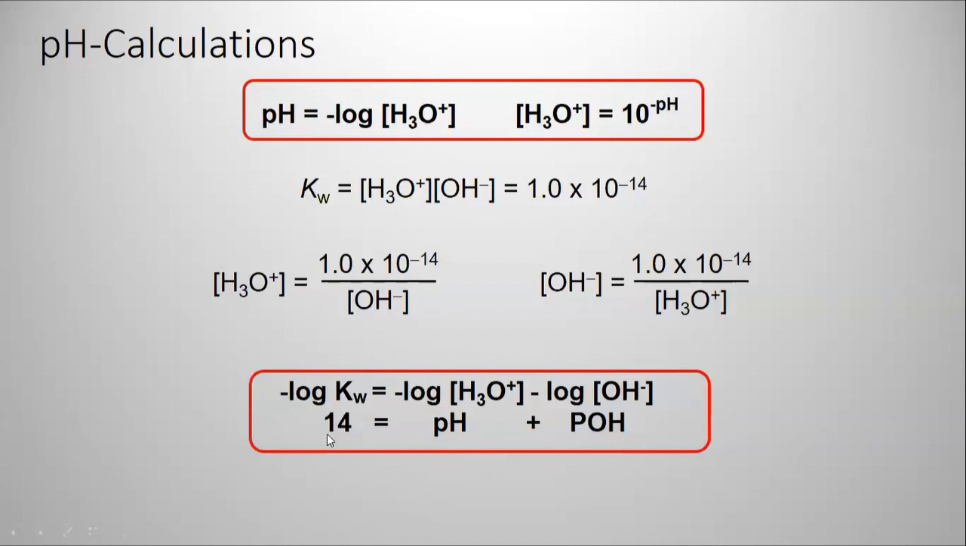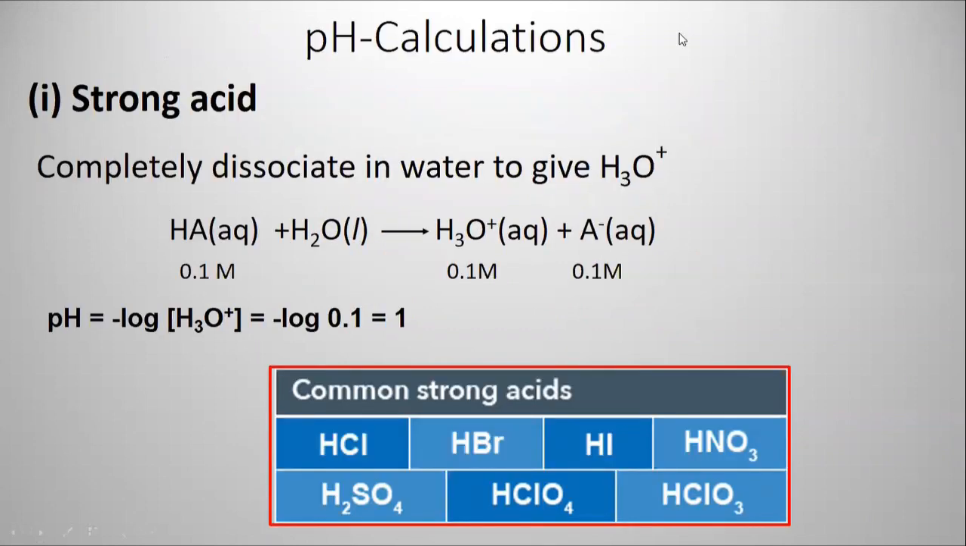So pKw is 14. Minus log 1 times 10 to the negative 14 is 14. Minus log the hydronium ion is pH. Minus log the hydroxyl ion is pOH. So this here relates the pH to the pOH, which equals 14. So 14 equals pH plus pOH. This is going to become very important, this equation, when you are dealing with a base. And I'm going to show you why it's important to refer to this equation when you are dealing with a base.